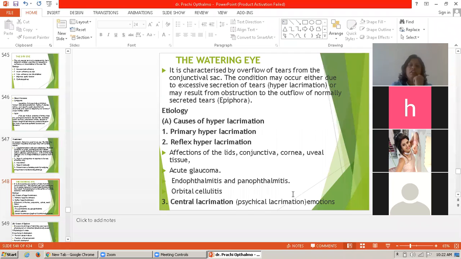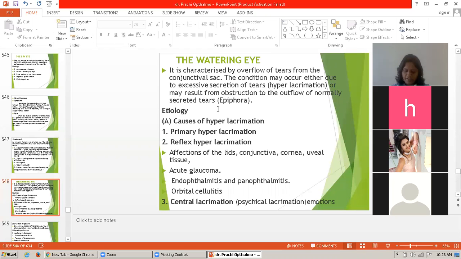Next one is the watering of the eye. So watering from the eye is characterized by the overflow of tears from the conjunctival side. The condition may occur either due to excessive secretion of tears, that is hyperlacrimation, or may result from obstruction to the outflow of normally secreted tears, that is epiphora.